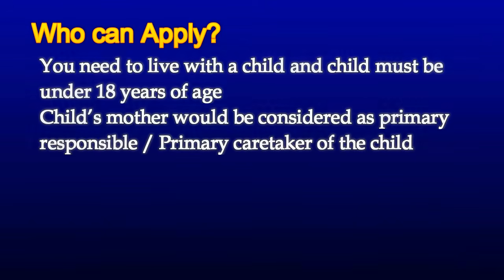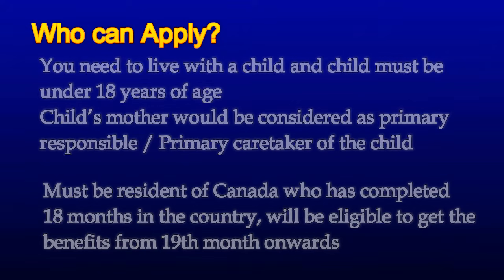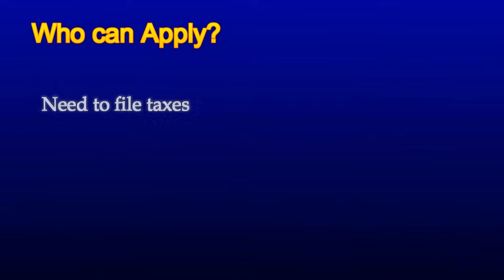Now let's see who can apply. You need to live with a child and the child must be under 18 years of age. The child's mother would be considered as primary responsible or primary caretaker of the child. A resident of Canada who has completed 18 months in the country will be eligible to get the benefits from the 19th month onwards. One more important thing is you need to file taxes to continue getting the benefits. There are 3 ways to apply for CCB.